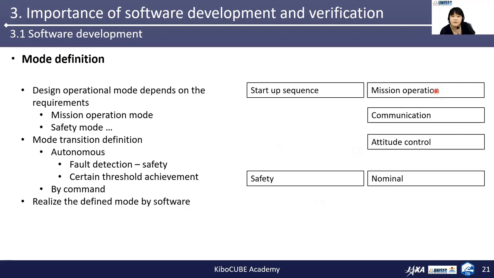Mission operations or communication, which are necessary to achieve the project requirement, demand relatively large power consumption or attitude control. It is also necessary to define the system health check sequence, and safety operations have to be related to the system health. The mode transition is also important. It is very difficult and important to divide the transition functions between the satellite and the ground station.